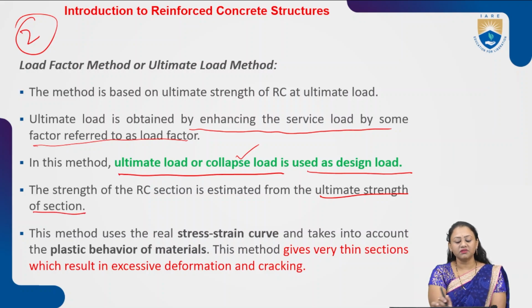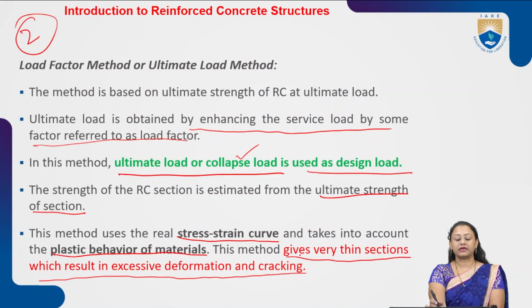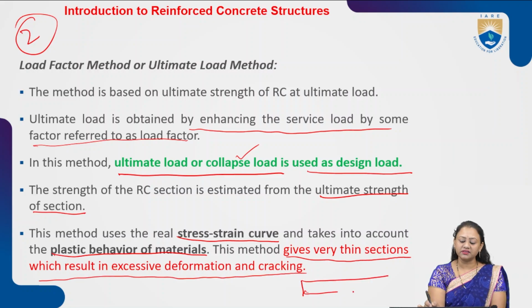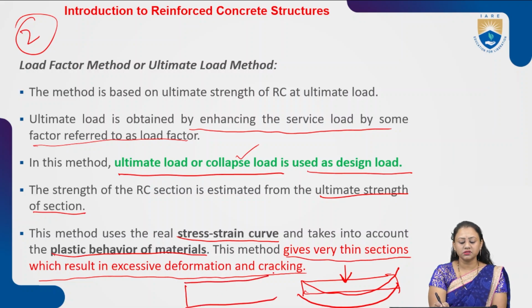This method uses the real stress strain curve and takes into account the plastic behavior of materials. This method gives very thin sections which result in excessive deformation and cracking. So if your beam has very thin sections, under the loadings it is going to give large deflections, right? But if we take wider sections under the load, there are going to be lesser deflections, right?